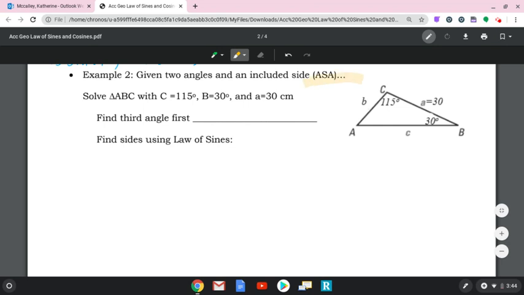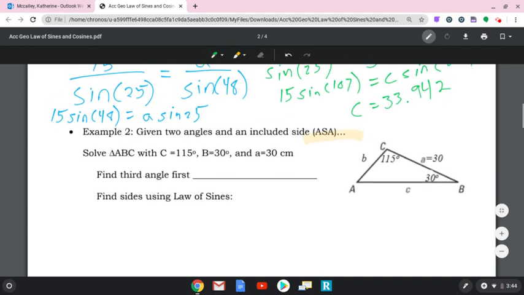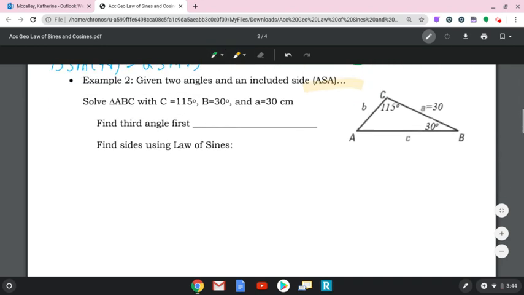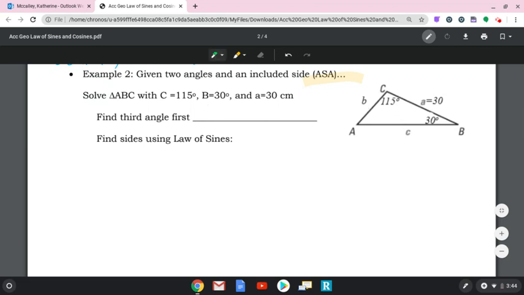Again, when you're given two angles, the easiest thing to do is to find that third angle by subtracting the two in which you're given from 180. So you got 180 minus 115 minus 30, and you're going to know now that angle A, sorry guys, moved it a little. I'm going to know that angle A equals 35 degrees. So I can put that in.